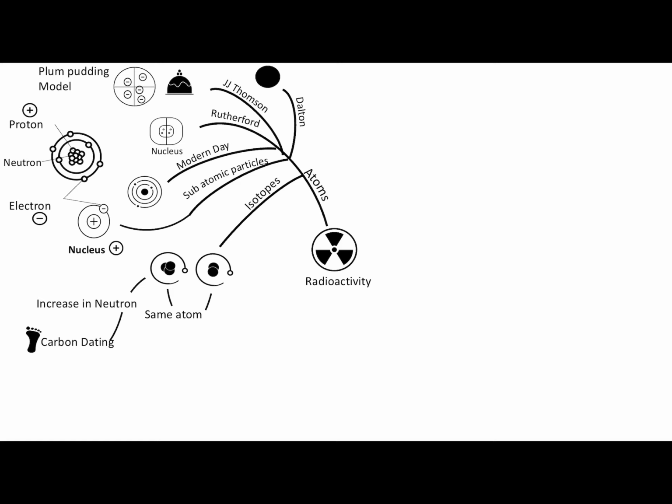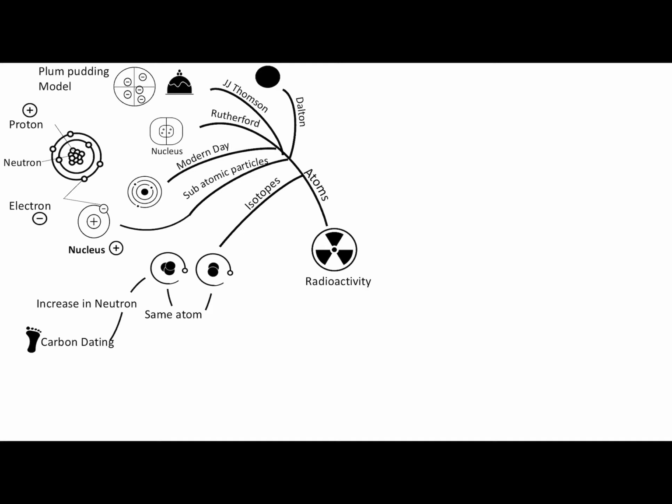Inside the nucleus with the protons, we have neutrons, and they have no charge. So we have an equal amount of charge in each atom, because we have the same amount of protons as we do electrons, and these are called subatomic particles.